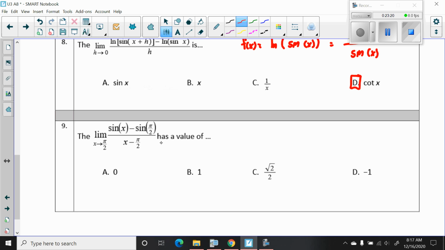This is the alternate definition, but again, f of x equals the sine of x, and really what they're asking us for is what is f prime of pi over 2. So f prime is cosine of x, and f prime would be cosine at pi over 2, and pi over 2 is up at the top. That's 0.